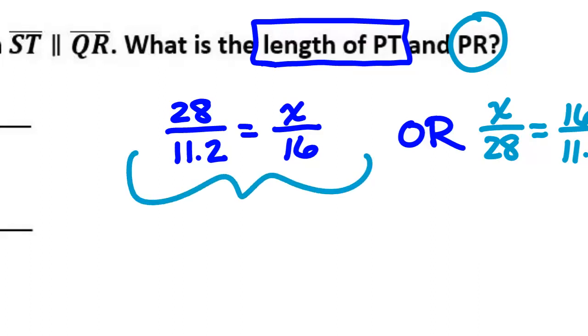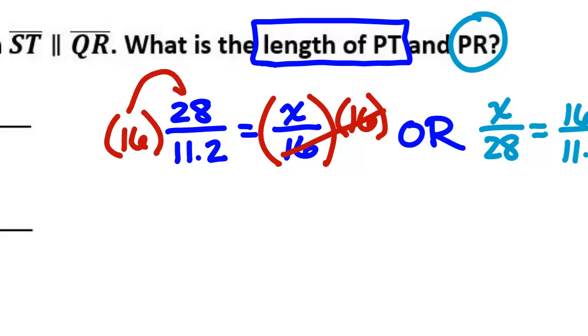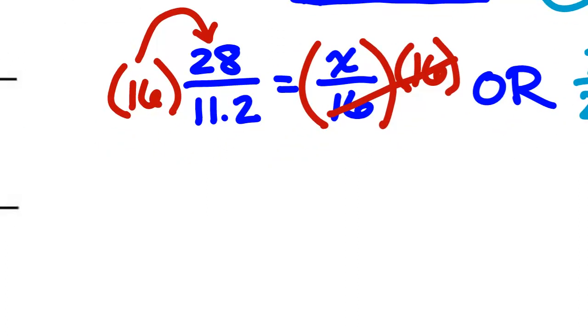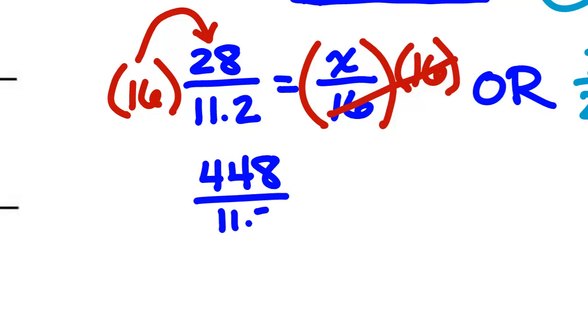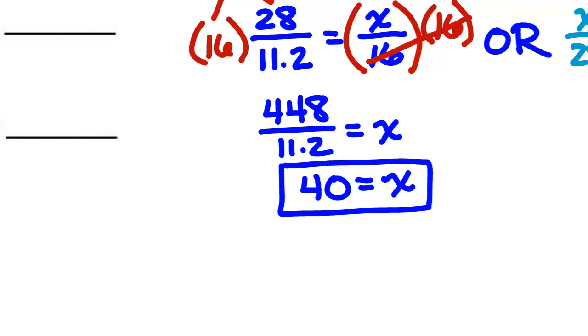I'm going to go ahead and solve this one. You get the same answer either way. Since X is in my numerator, I can get away with just one multiplication. So I multiply both sides by 16. 16 multiplies to the 28. What is 16 times 28? 448. Divide that by 11.2. 40. Came out nice and pretty. So that is PT.